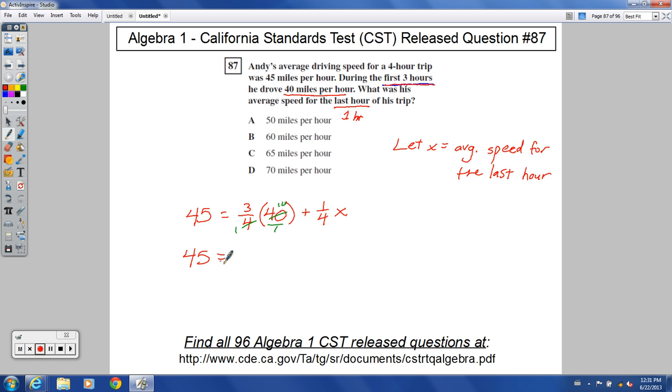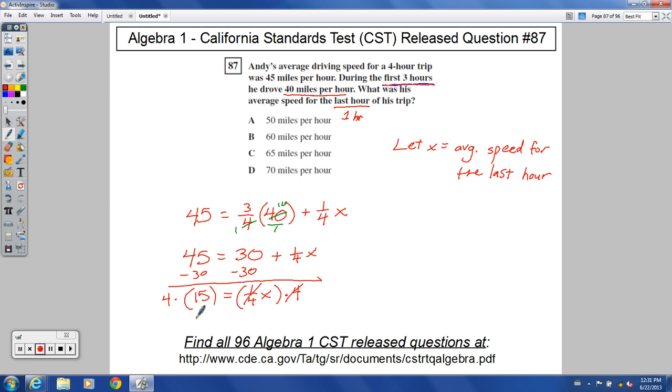So we have 3 times 10, which is 30, 30 over 1, which is still 30. So I have 30 plus 1/4 x. Some of you could have looked at 3/4 and 40 and said, oh, 3/4 of 40 is just straight up 30. You could have done it like that as well. So we subtract 30 from both sides, getting 15 equals 1/4 times your average speed that last hour. To get rid of the 1/4, we can multiply by the reciprocal, so multiply both sides by 4, which is the same thing as 4 over 1.